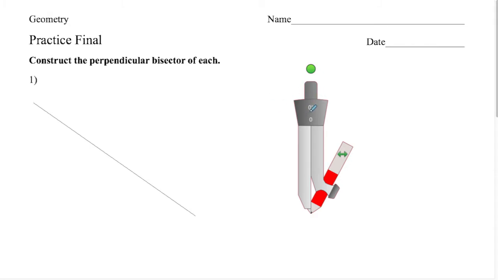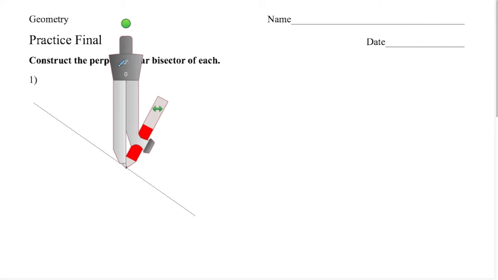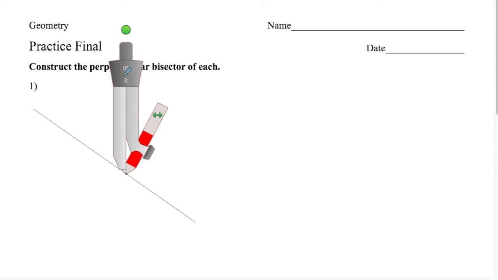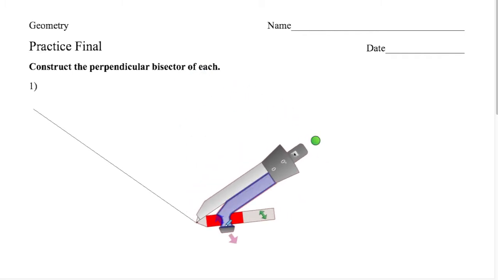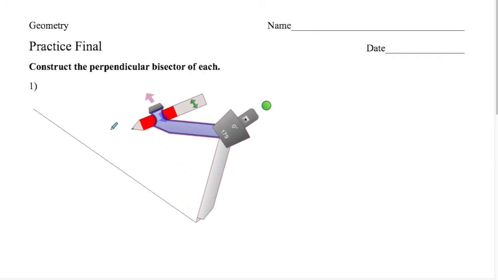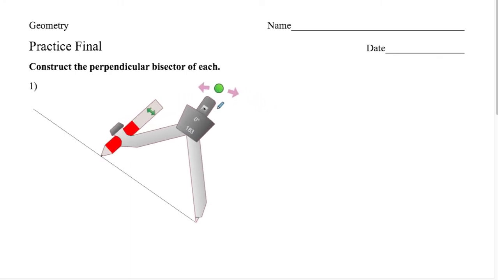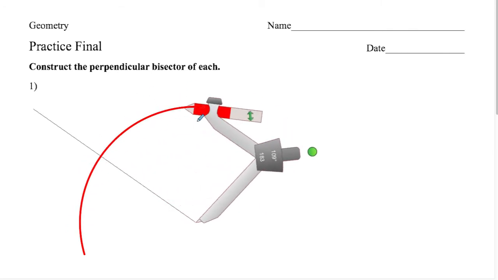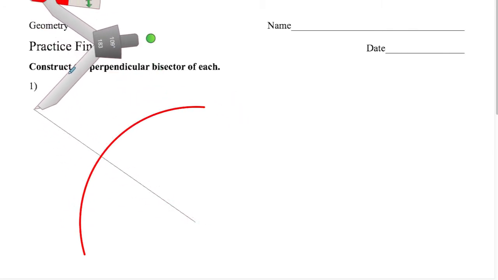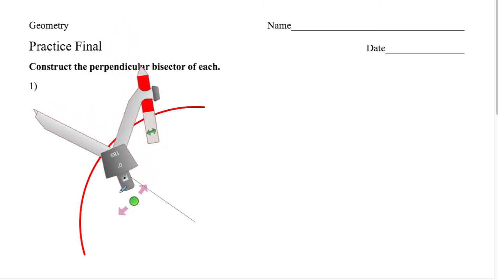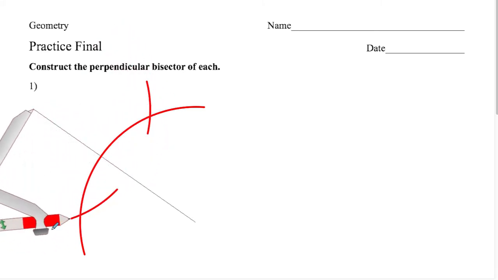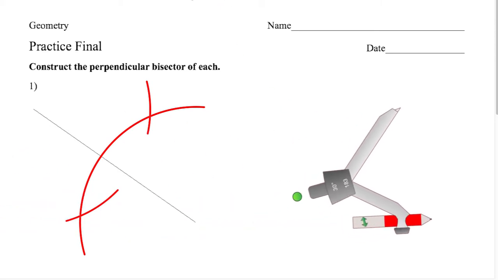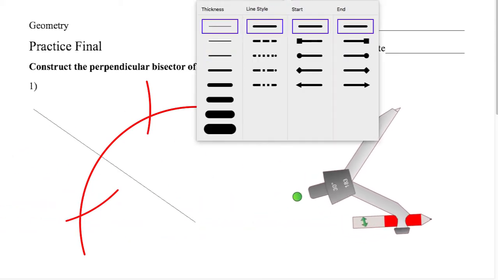So let's go over number one. With your compass, we need to measure at least halfway from the ends of the line segment. So let's open this at least halfway, and we know that it's going to be roughly out here. So I'm just going to make a line that looks like that, and then I'm going to come over to the other point and make a little tick mark there and a little tick mark there, and I can see that those intersection points will be my line of intersection.